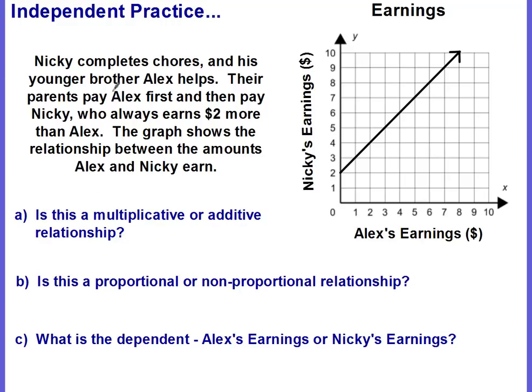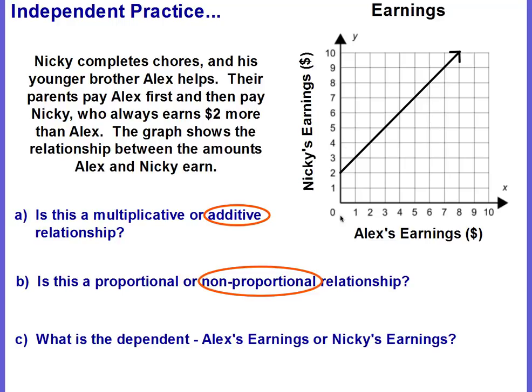Okay, we could look up in the situation, in the word problem, and we could try to figure it out ourselves, or because we're given the graph, just look at the graph. Look at your line. Does it go through the origin? No, it does not. And remember, if it does not go through the origin, that means it's what? Additive. If the line does not go through the origin, it is not multiplicative, it is additive. And if it's additive, does that mean it's proportional or non-proportional? Non-proportional.